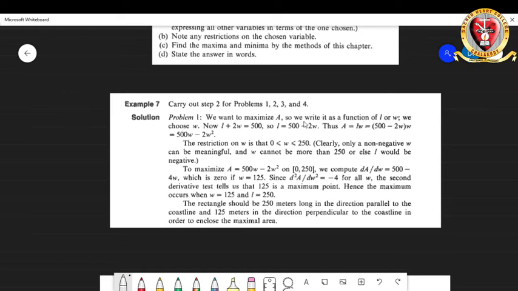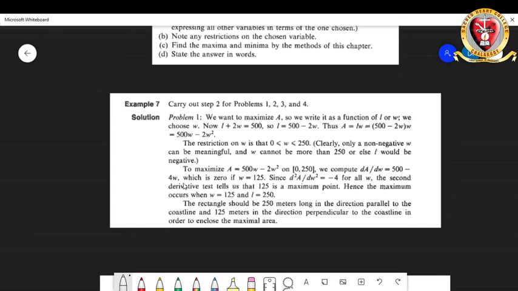Okay. So what we have to do is maximize A, which, as we found out, was LW, converted into terms of W. So you have maximize A is equal to 500W minus 2W square on the region 0 less than or equal to W less than or equal to 250. Then you find the derivative of A with respect to the variable W, that is dA divided by dW. That will be 500 minus 4W.